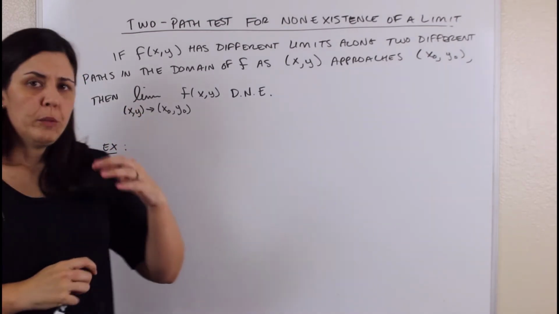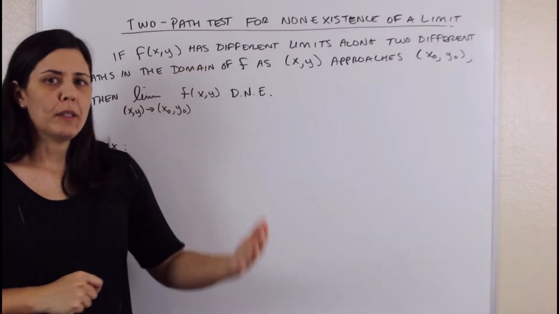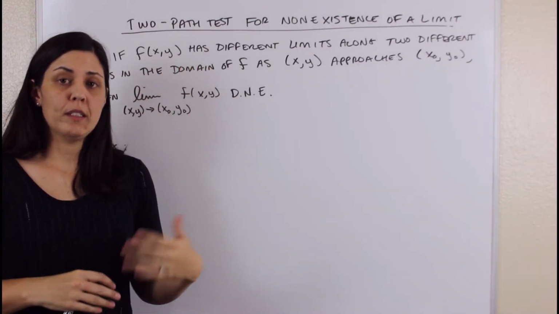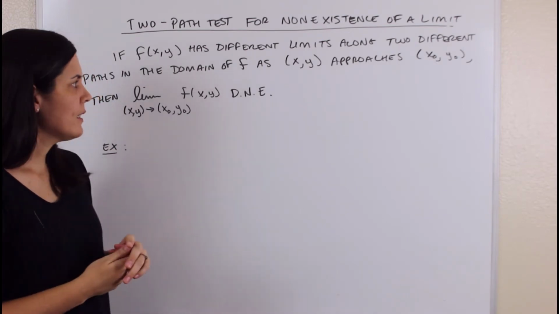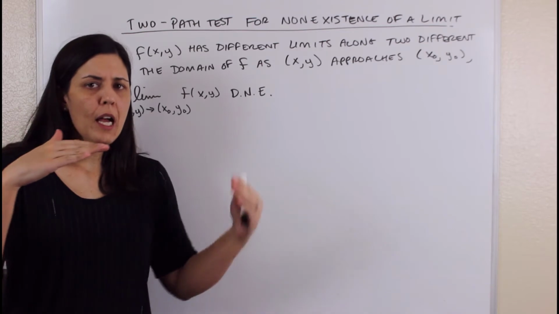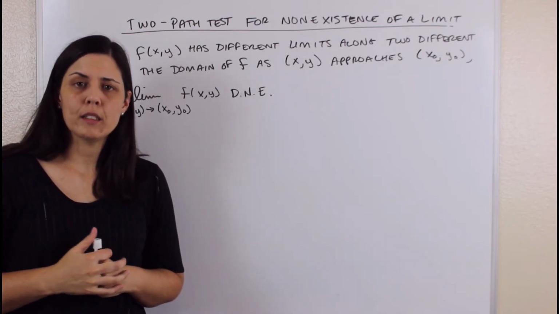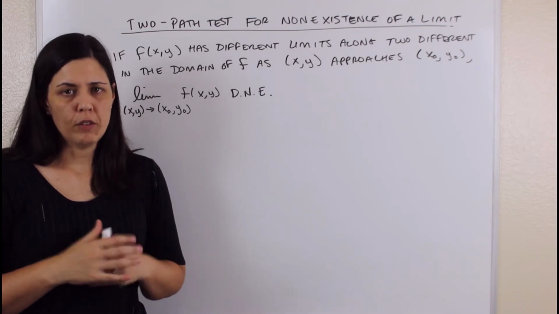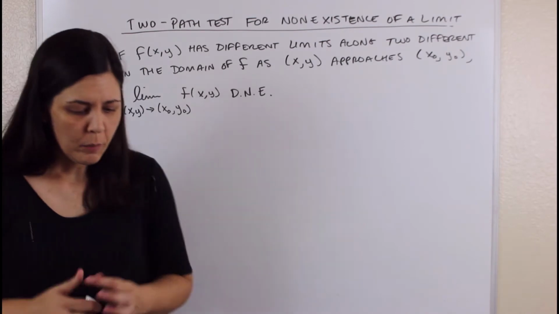So what I want you to be aware of is what this is not saying. This is not a test for whether the limit exists. It's a test to prove that the limit does not exist. And also, it's not saying that if you only think about straight line paths, that's necessarily going to imply that the limit exists. So you have to consider different types of paths, like maybe curved paths as well. So let's try an example.